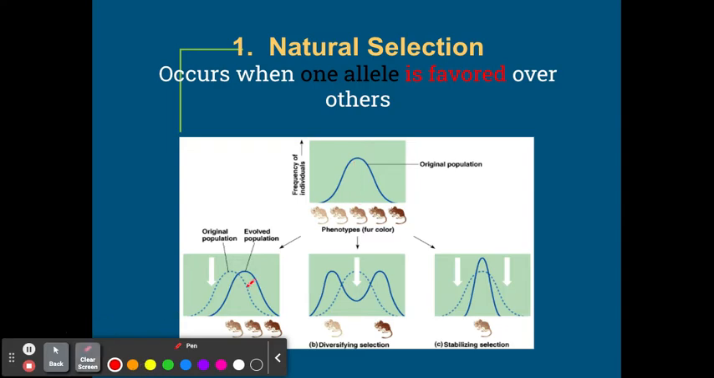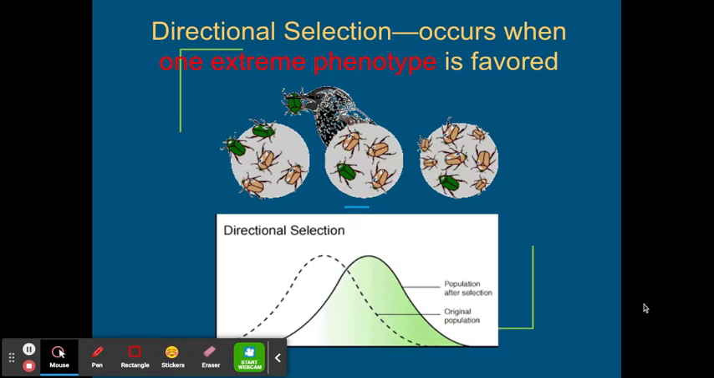Yes. So you're still going to have many different variations of the trait. However, the one that's being favored is going to be the middle phenotype here. So if we look at the bottom, there are 3 different types of graphs that depict different types of natural selection. The first one is going to be directional selection. Okay, this one goes with the word directional. It's going to pick one direction to go in.